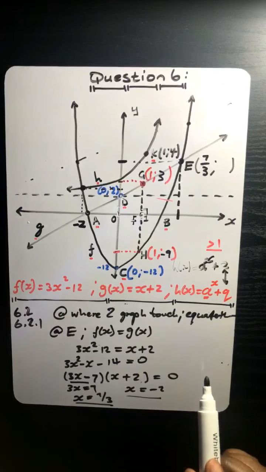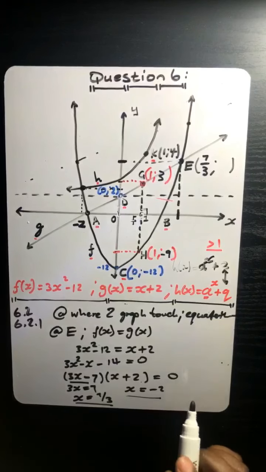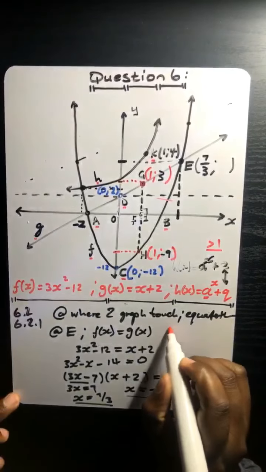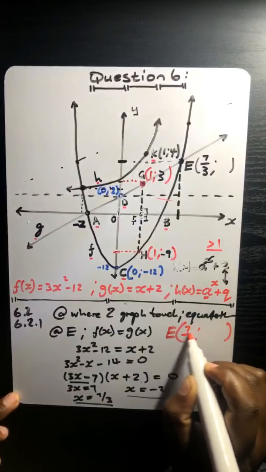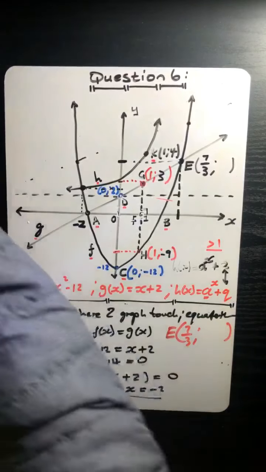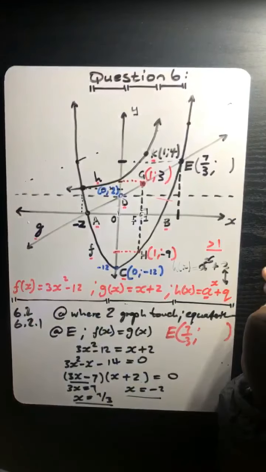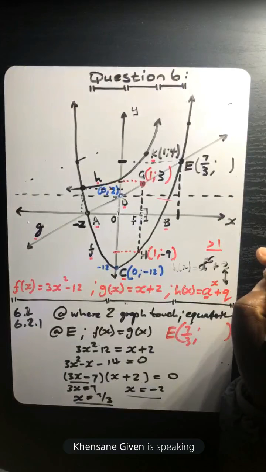The question wants us to calculate the coordinates of E. What are the coordinates, or how do we represent the coordinates? This is how you represent the coordinates. It's E having an x and y value. But now we calculated our x value. Given that, how do we get the y value? So we are going to substitute the 7/3 into any equation, g of x or f of x.